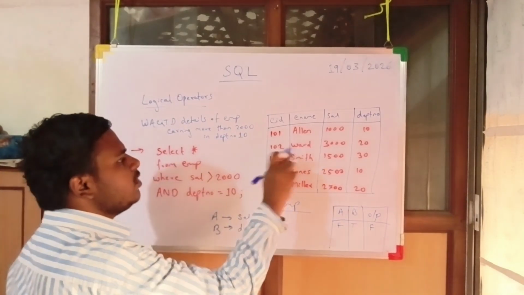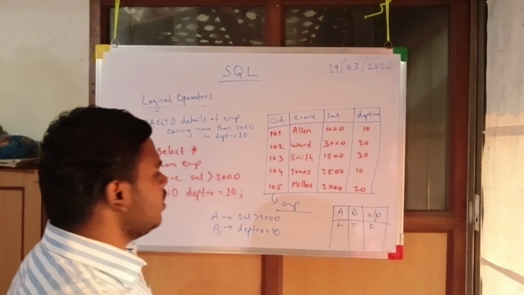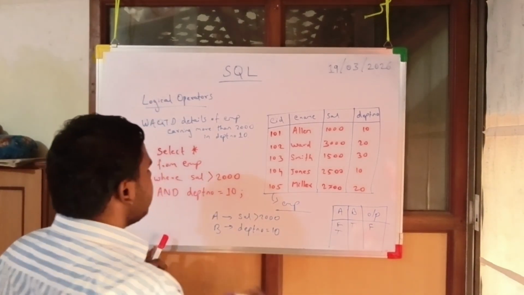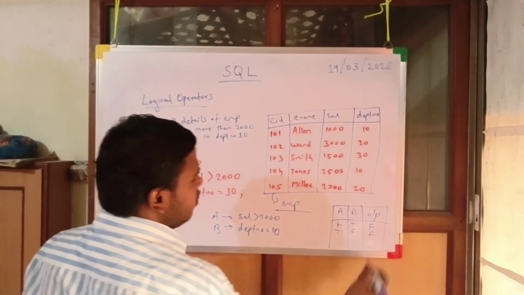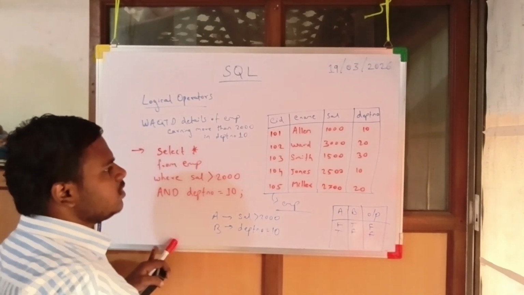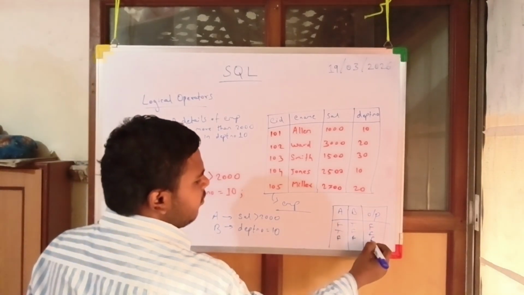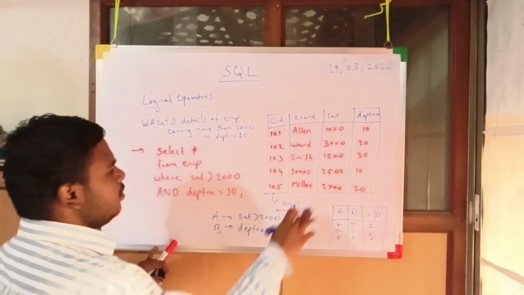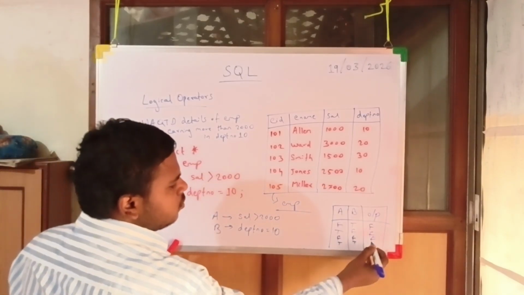In the second record, Ward, it will check salary greater than 2000. Yes, the first condition is satisfied. And the second condition, department number equal to 20, is false. So the output is also false. Similarly, in the third record, the first condition is not satisfied and the second condition is also not satisfied, so definitely I will not get the output. In the fourth record, the first condition is satisfied, yes, true. The second condition is also satisfied, true. So I will get the output true.